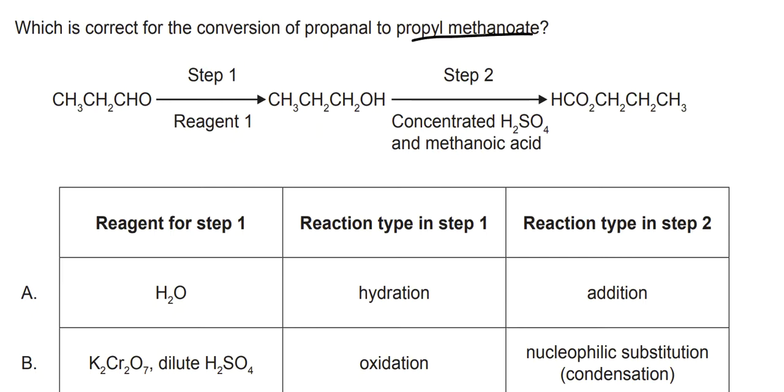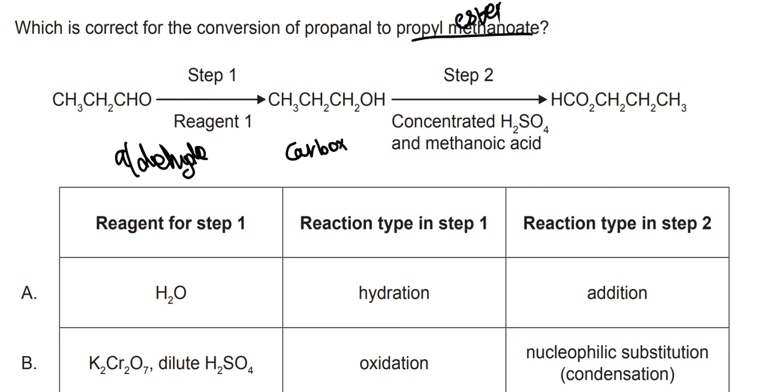Which is correct for the conversion of propanol to propyl methanoate? We have propanol going to, so propanol, sorry, is an aldehyde, and for an aldehyde to form a propyl methanoate, that's going to be an ester, and an ester involves a carboxylic acid and an alcohol. And I know that aldehydes can be oxidized to form carboxylic acids. So this must be, well, it's not. Okay, now it's really awkward.